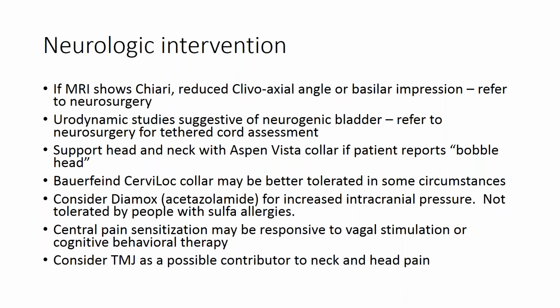Now, if people have increased intracranial pressure, we use a medication called Diamox, which actually decreases the volume of the cerebrospinal fluid in the head. And the problem with Diamox is that it's not tolerated by people with sulfa allergies. Also, it does cause you to lose bicarbonate, which is a very important molecule for the maintenance of the acid-base balance in the body. So we need to monitor blood values for bicarbonate and also for potassium in people who are taking Diamox.